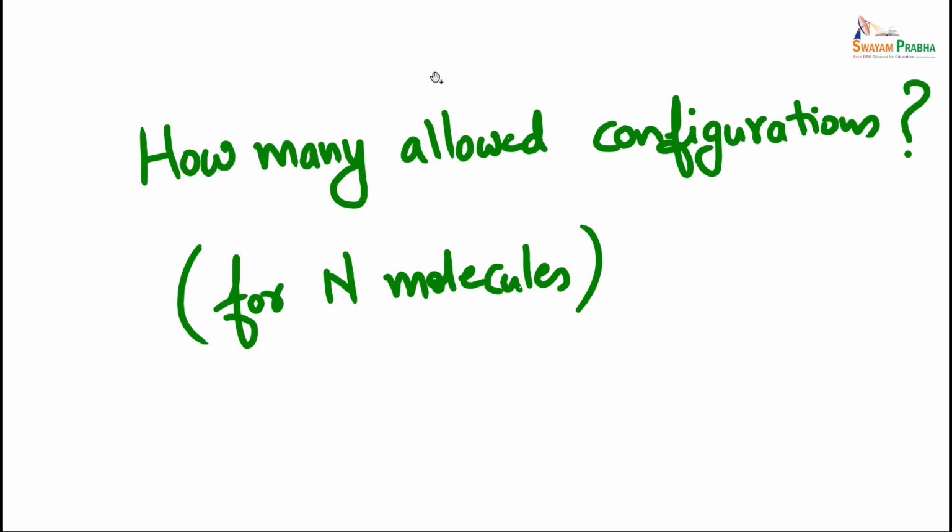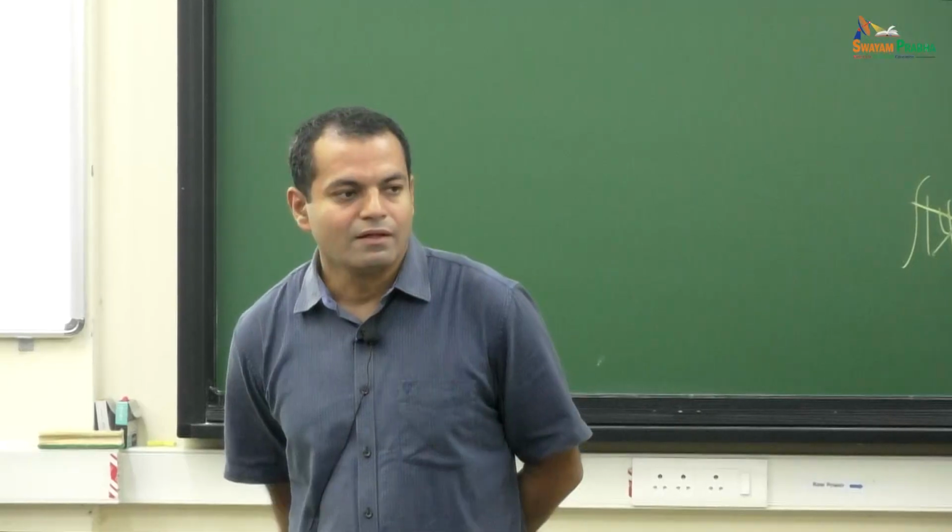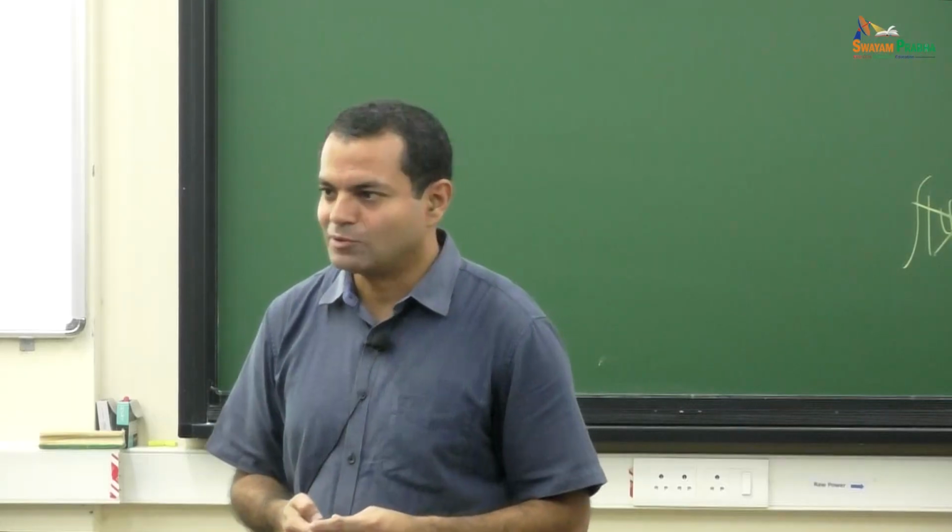How many allowed configurations? Maths problem. Forget about water, vertices, arrows, and how many do you think are allowed given all these rules? I'll let you spend half a minute on this. If you are attempting, that is good, because it's a very hard problem, and Linus Pauling wrote a paper on this almost 100 years back. Okay, any ideas? Are you there with the number?